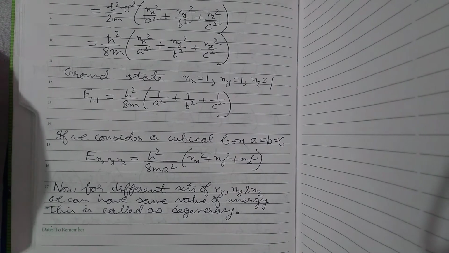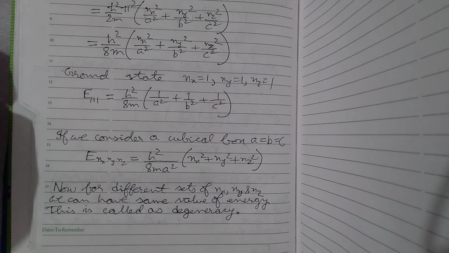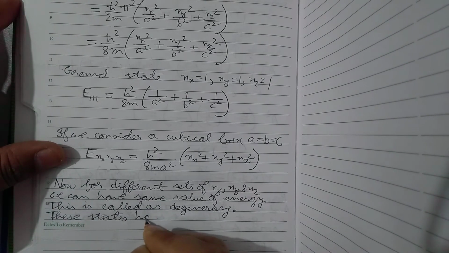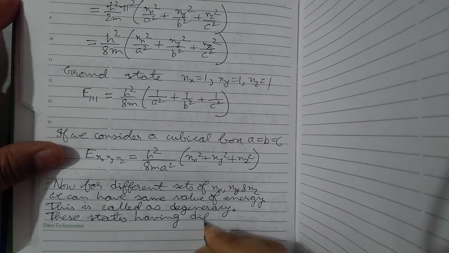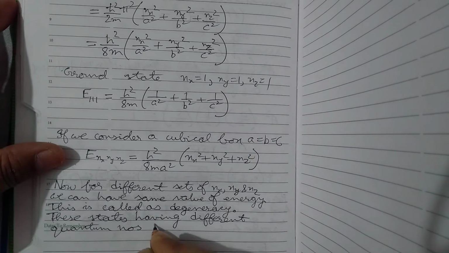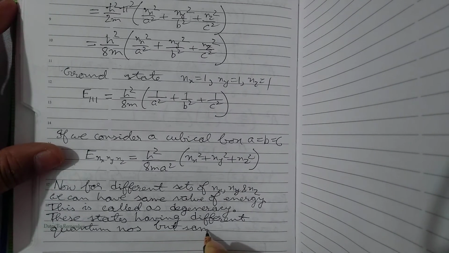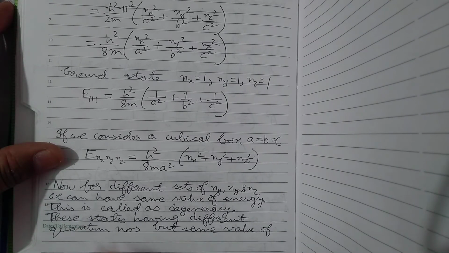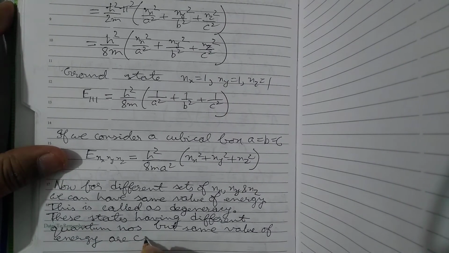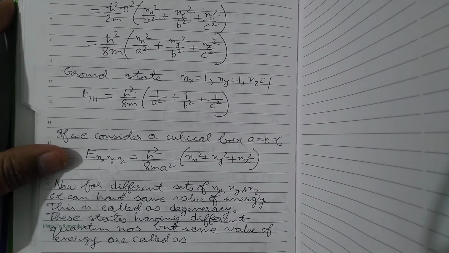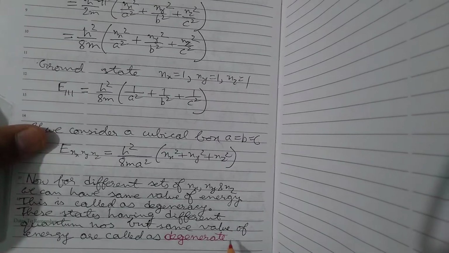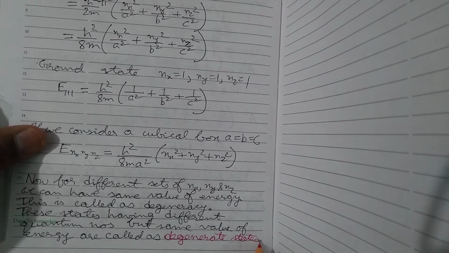These states having different quantum numbers but the same amount of energy are called degenerate states.